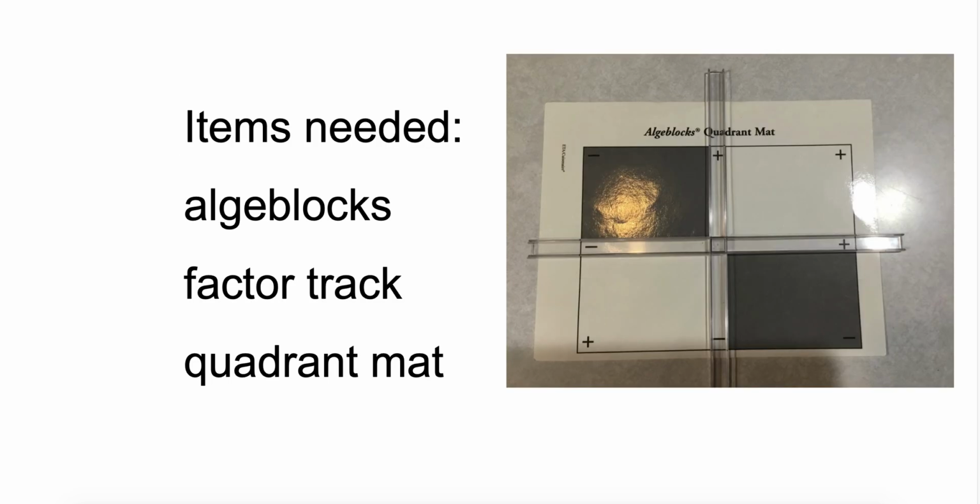First, you need to get a few items. You need to get a bag with the green Algeblocks in them, a factor track, which is this clear plastic X, and the quadrant mat. You may pause the video now to go get these items.